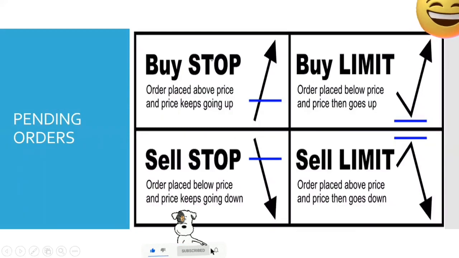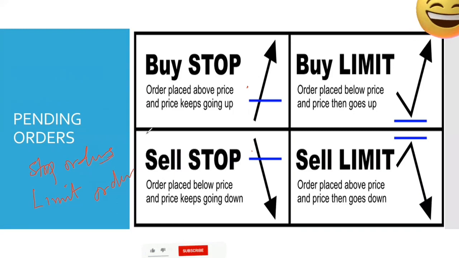There are four major types of pending orders. We have stop orders and limit orders. You can see we have buy stop and sell stop. This is one segment. These two of them are opposites of each other. This for a buy and this for a sell. We have buy limit and sell limit. So breaking down the pending orders into two categories, we have stop orders and we have limit orders.